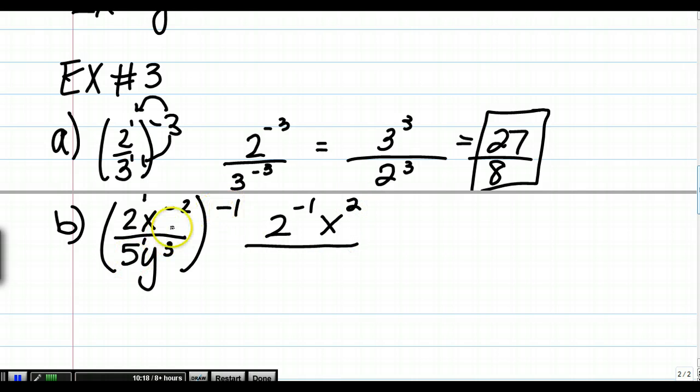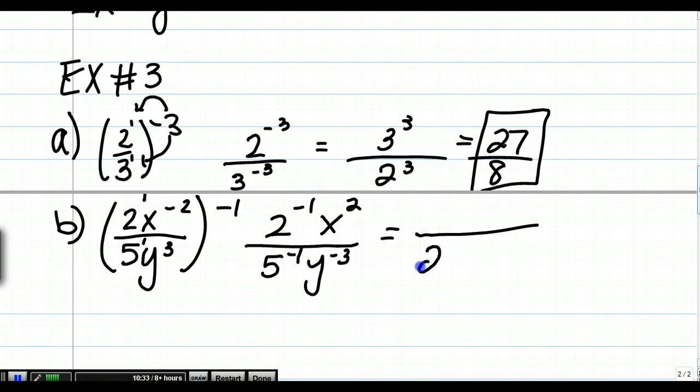Then we'll multiply the bottom. 1 times negative 1 is negative 1. 3 times negative 1 is negative 3. So now that we've done that, we got to get rid of our negative exponents. Let's just start on top first.